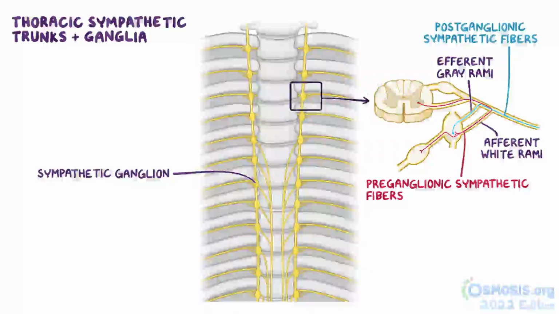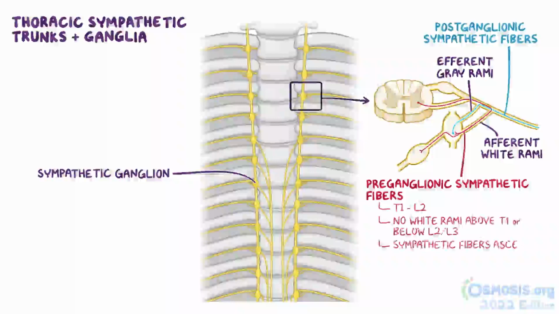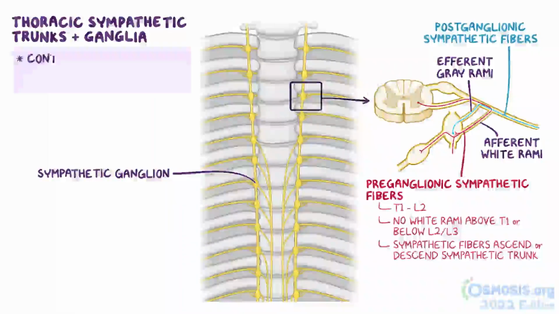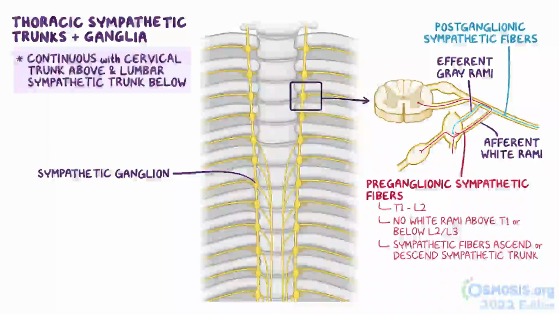Preganglionic sympathetic fibers only originate from the T1 to L2 spinal levels, so there are no white rami above T1 or below L2 or L3, so sympathetic fibers ascend or descend the sympathetic trunk in order to provide sympathetic innervation from our heads down to our toes. This is possible because the thoracic sympathetic trunk is continuous with the cervical trunk above and lumbar sympathetic trunk below, both of which don't have white rami communicantes.